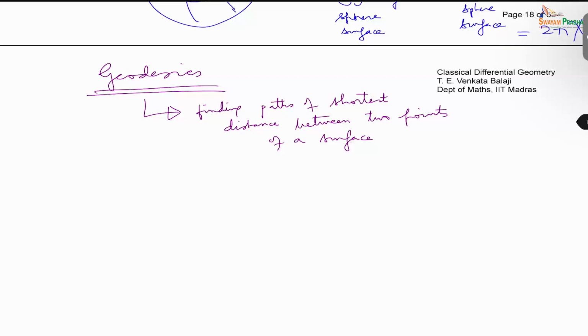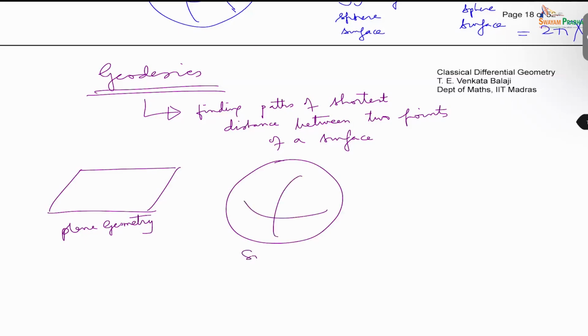Then there is the geometry on the sphere, which is very relevant because we live on the surface of a sphere, the Earth. On the surface of the sphere, again you can talk about geodesics, and these become arcs of great circles. Let me write this. This is plane geometry. Then you have geometry on the surface of a sphere, called spherical geometry. And then you have something else which is called hyperbolic geometry.